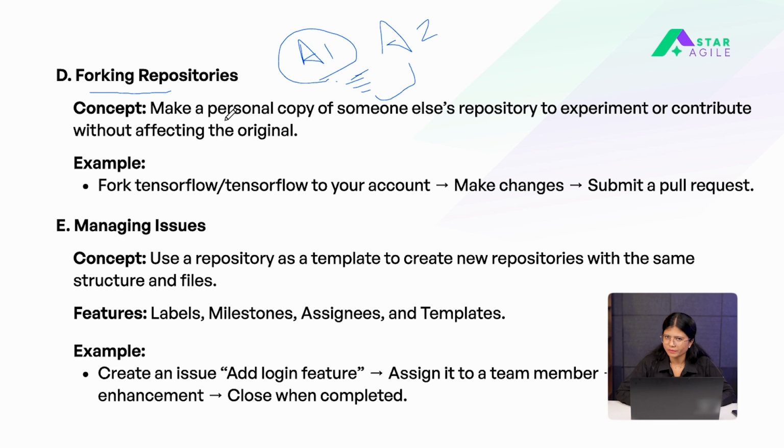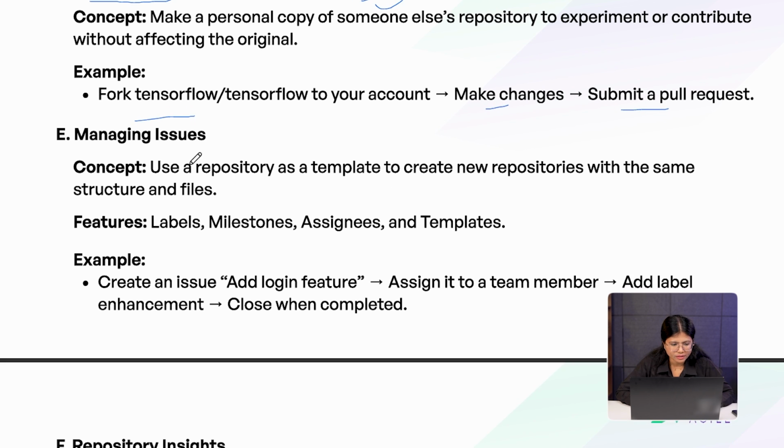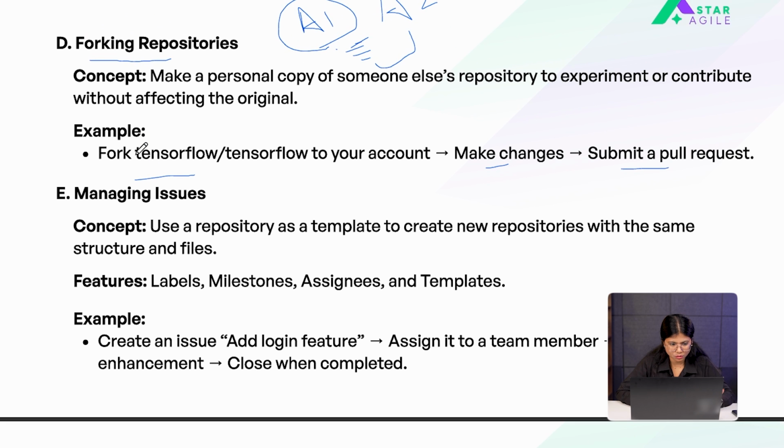We will see that in practical and have a proper understanding of it. The same thing: you can make a personal copy of someone else's repository to experiment, or you can contribute without affecting the original. You can fork TensorFlow, and it will come into your account. You can make changes and then submit a pull request that way. This is all about forking, and the next topic is managing issues.